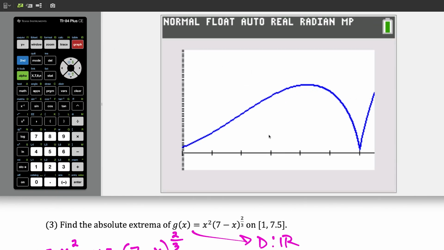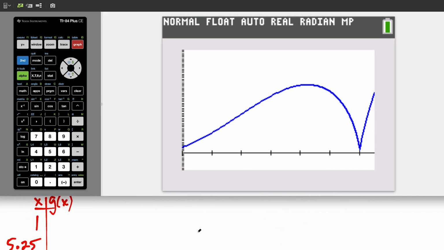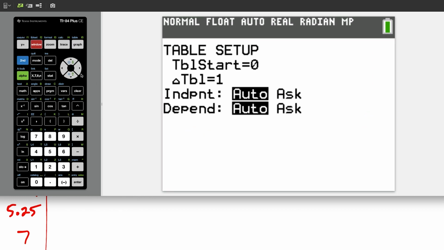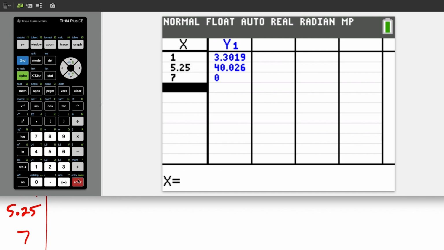But remember, I want the custom values for our table here. If we look back at the table that we made before, we need to know what's going on at 1, 5.25, 7, and 7.5. So to do this, I'm going to go back to second window. I'm going to change the independent variable from auto to ask, and I'm going to type in all those values: x equals 1, x equals 5.25, x equals 7, and x equals 7.5. These are the values we need to analyze.